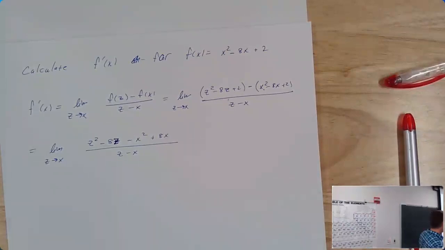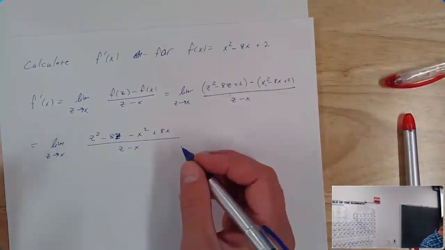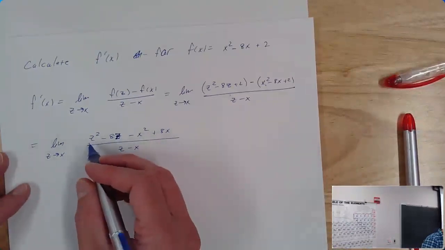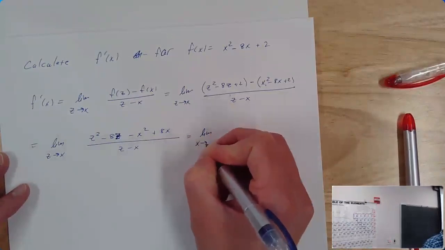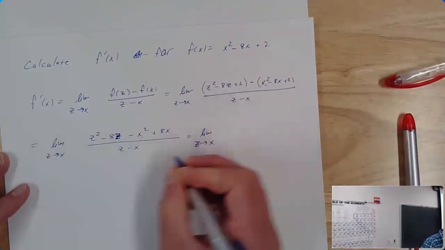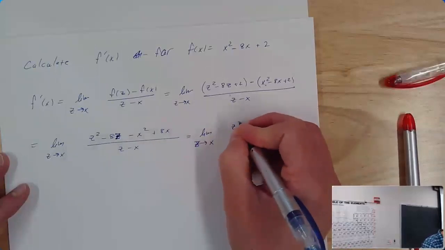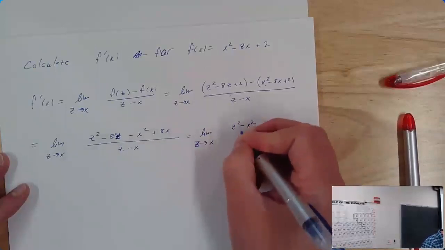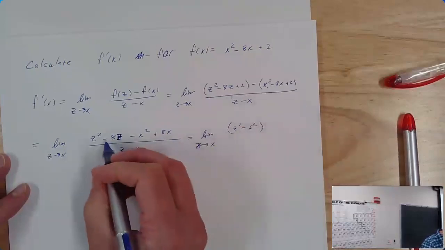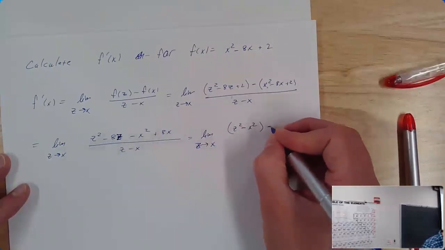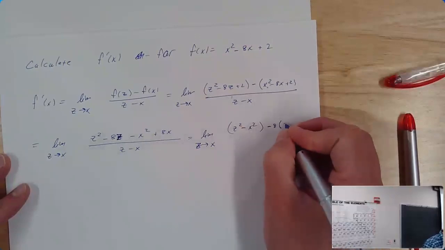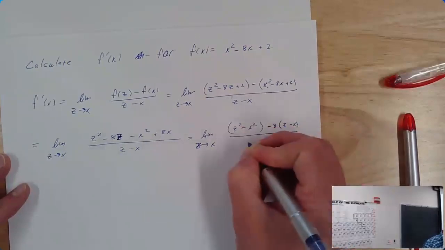So I'm going to just do that. But really, it's kind of a pain in the ass. So I'm going to write this as z approaches x. I know that if I have a z squared minus x squared, I can factor out a z minus x from that. And I have a minus 8z plus 8x. I can write that as a minus 8 times z minus x.